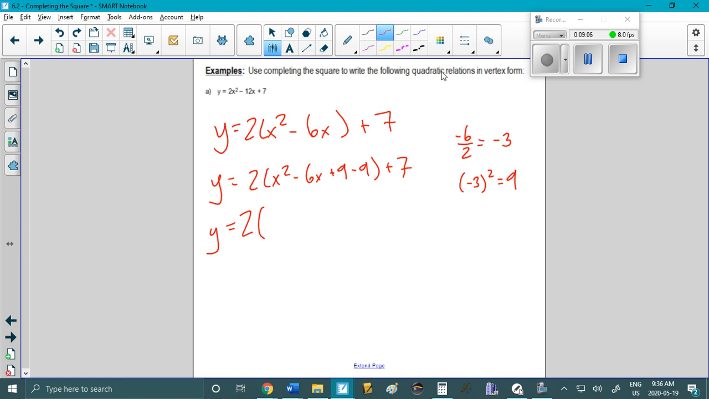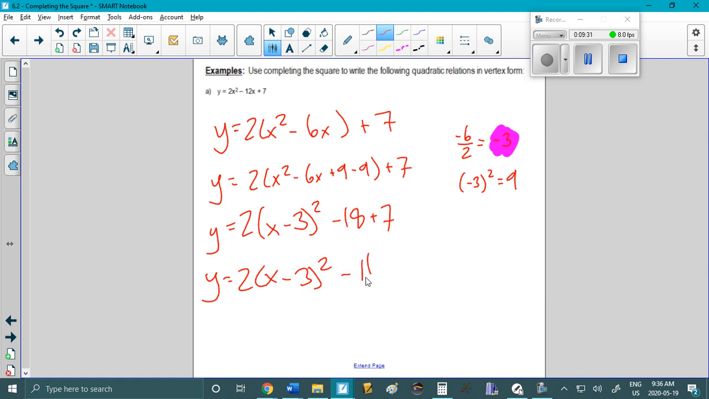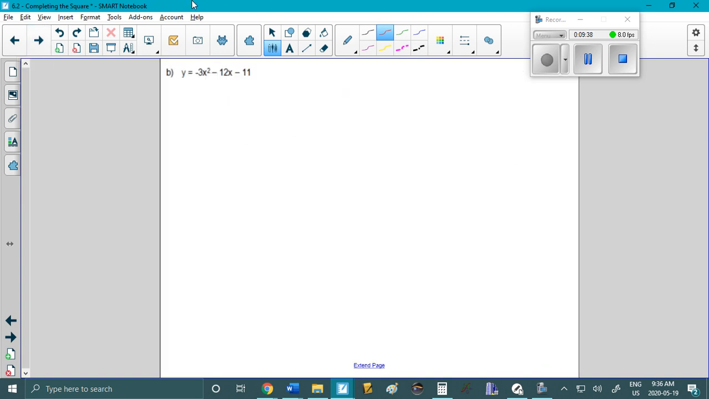Now here's a cool thing. When you first divide this number by 2, that tells you what's going to go in the brackets. So this is going to be x minus 3 squared. And of course, if we need a minus in the middle, it's got to be a minus in here. And then we do 2 times negative 9, so negative 18 plus 7. And we get y equals 2 x minus 3 squared minus 11. Cool. And that's it. Okay, next one.